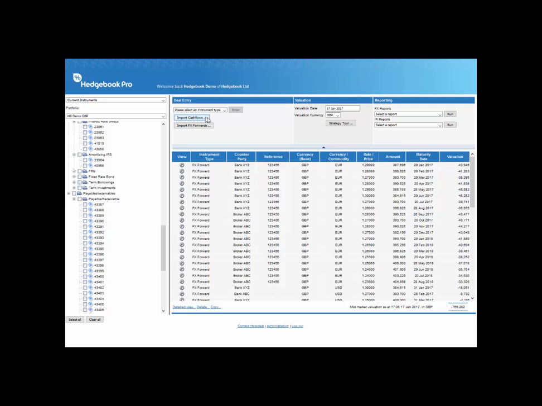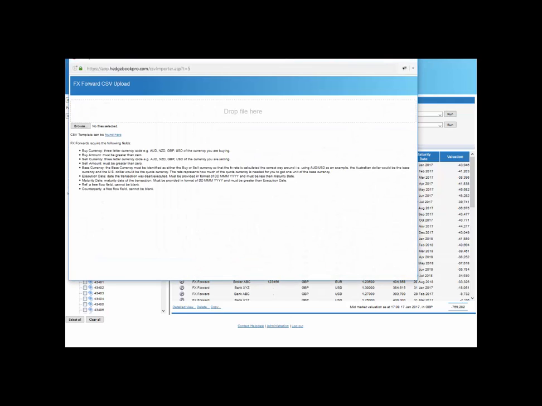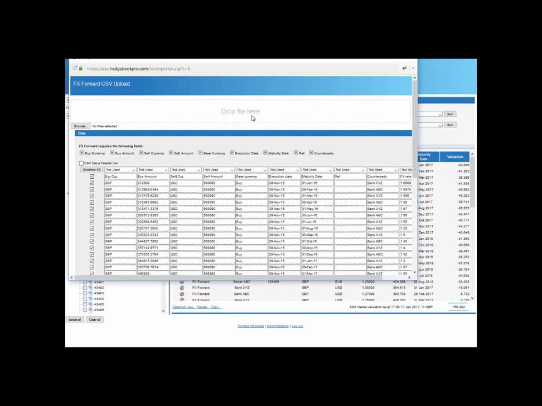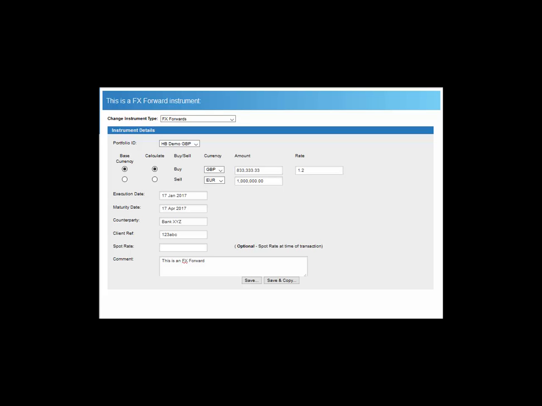In other words, deals are captured by being manually keyed in, or in the case of forwards and cash flows, these can be bulk loaded by dragging and dropping a CSV file. Ultimately, HedgeBook would like to integrate with the bank systems so that hedging transactions are updated in HedgeBook in real time. The input screens are clean and the information required is concise. Ease of use is always front of mind with any HedgeBook development.